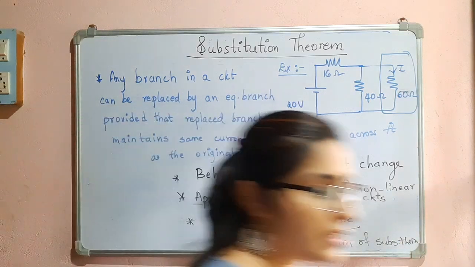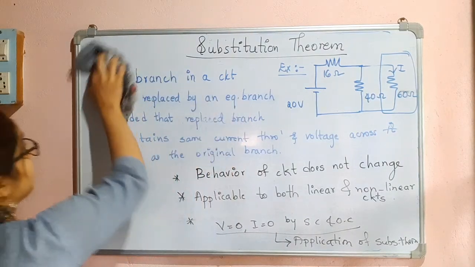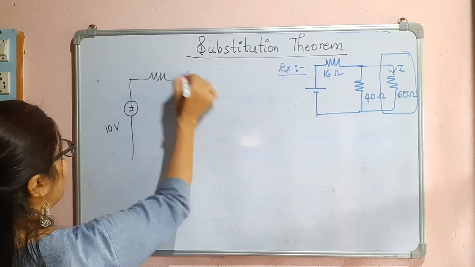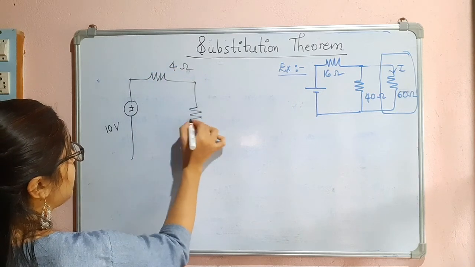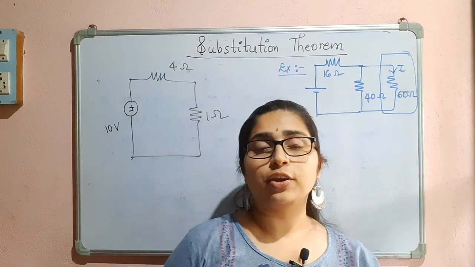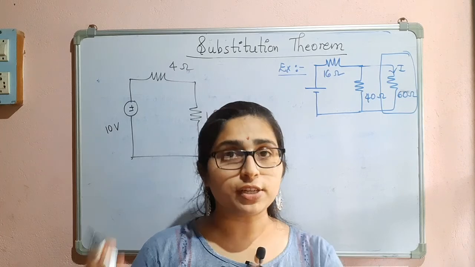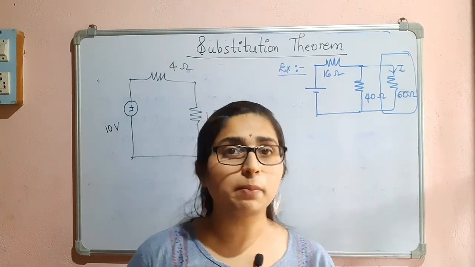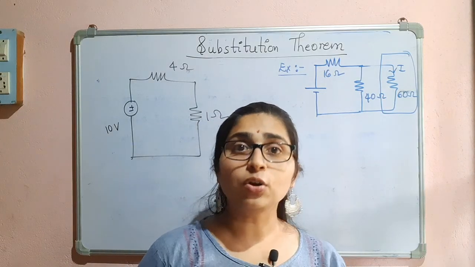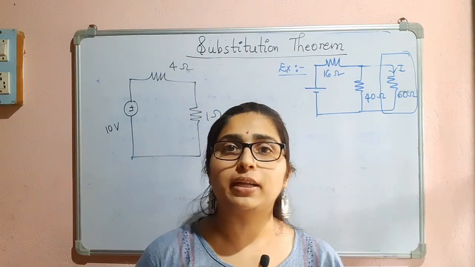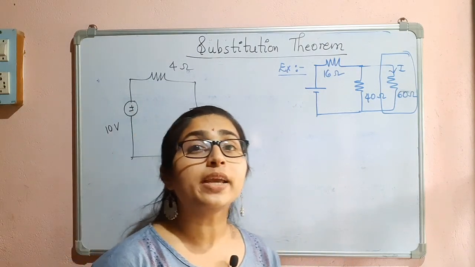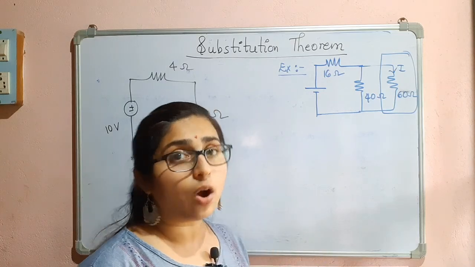So first I will consider a circuit here: 10 volts, this is 4 ohms, and here I will consider a resistor of 1 ohm. Now when you are applying the substitution theorem, first you have to find the branch voltages and the branch currents. You should not alter the circuit, but you should find all these things, and only then can we replace a particular element by a combination of components. The terminal voltage and the current should be maintained as in the original branch.